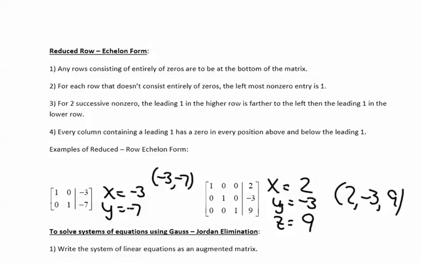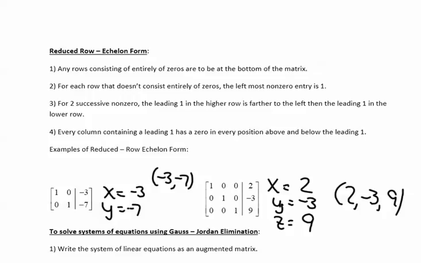In this video, we're going to talk about how to solve systems of linear equations using matrices. But before we do that, we want to talk about what is called reduced row echelon form, or REF. Now, it's very similar to row echelon form, except every column containing a leading 1 has a 0 in every position above and below the leading 1.